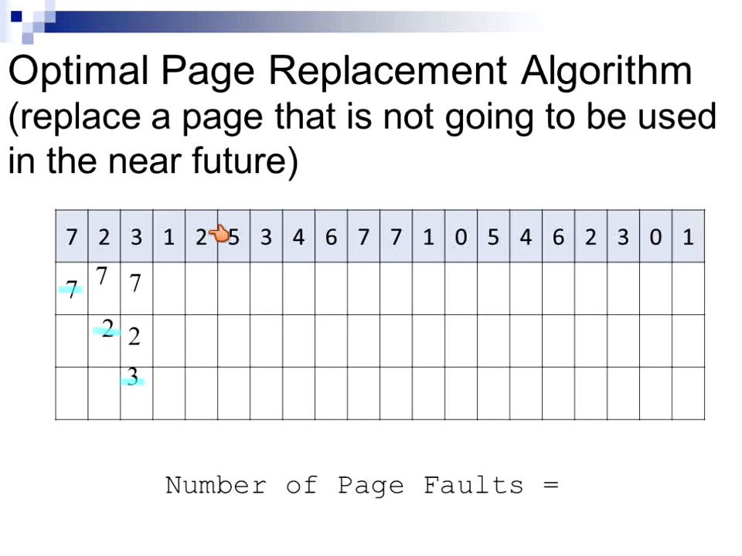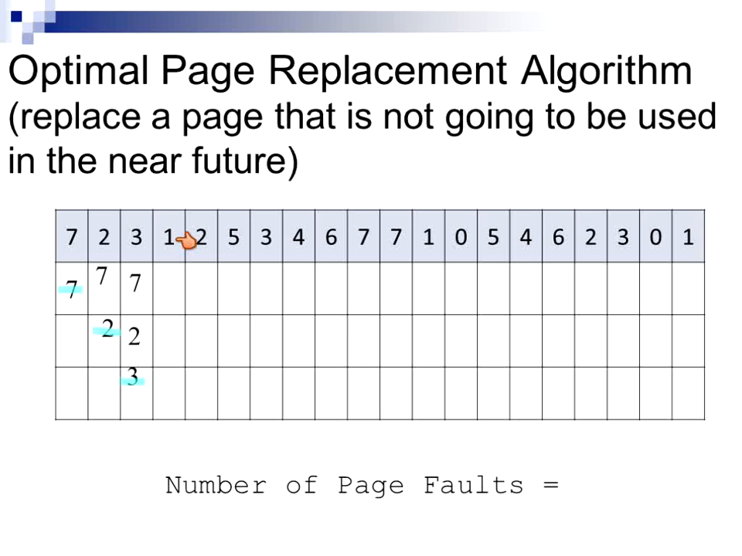Well, it looks like 2 is going to be used again right away. 3 will be used again after that. And 7 won't be used for a long time. So I'm actually looking in the future to see which page I'm not going to need for a while. And so what I would determine is that page 7 would need to be replaced. Okay? Does everybody see that?